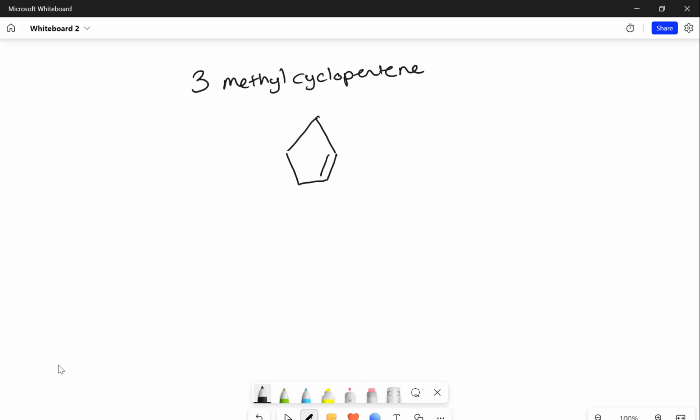I'm just going to pop it here. And because I popped it here, and because in the name you haven't been told what number it should be on, we assume it's number 1. So between 1 and 2 I have that double bond, 3, 4 and 5. So the last thing I need is that methyl group on carbon number 3.